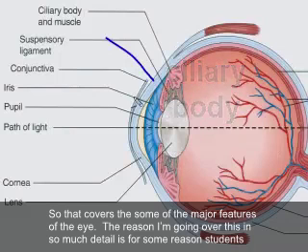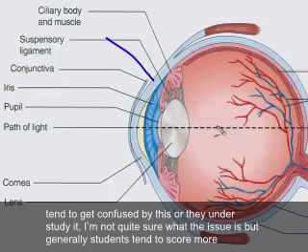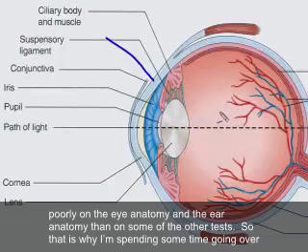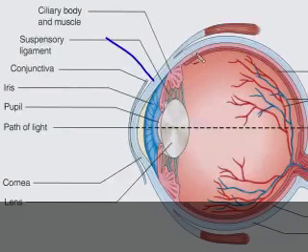So that covers some of the major features of the eye. The reason I'm going over this in so much detail is for some reason students tend to get confused by this, or they understudy it. I'm not quite sure what the issue is, but generally students tend to score more poorly on the eye anatomy and ear anatomy than on some of the other tests. So that's why I'm spending some time going over this with you to get you to focus on it so that you won't miss it on the tests.